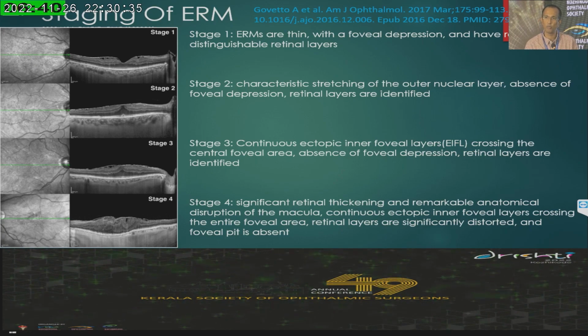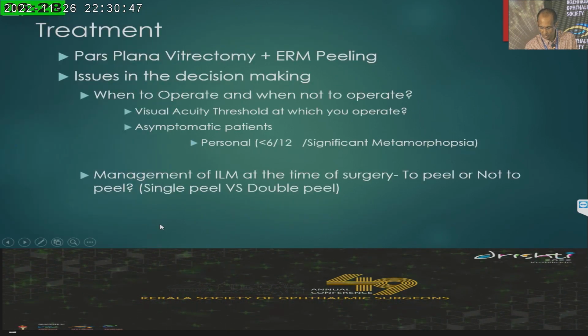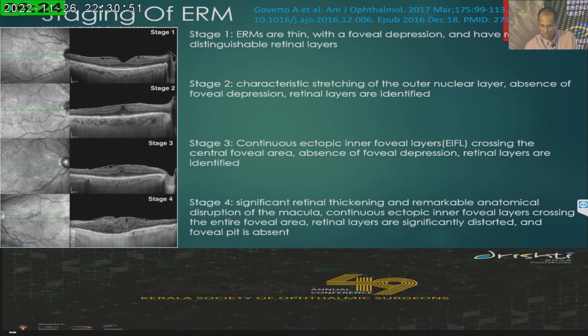It is also important as far as the staging of the ERM is concerned, based on the OCT, which you can see here. In the first two stages, we don't have the EIFL, the ectopic inner foveal layers. In the third stage and the fourth stage, we have the EIFL, and in the last one, stage 4, we have the EIFL especially, and along with that there will be a complete distortion of the retinal layers. We won't be able to distinguish the retinal layers at all.